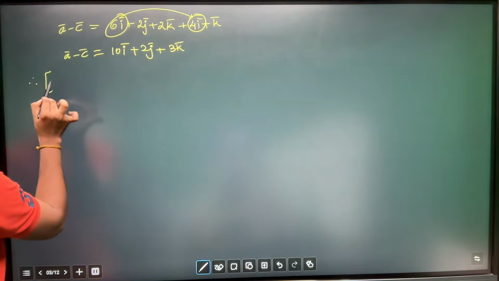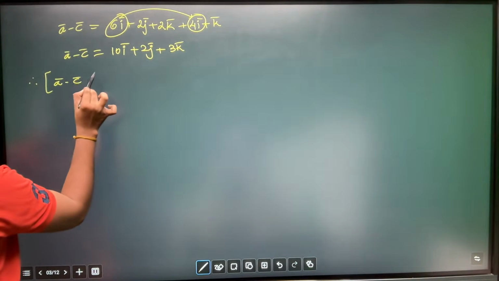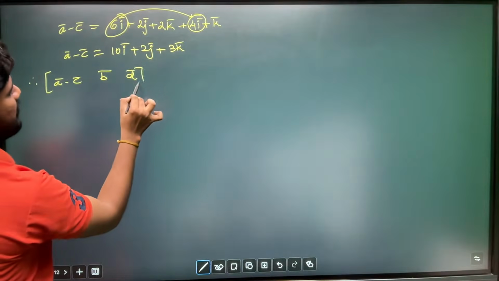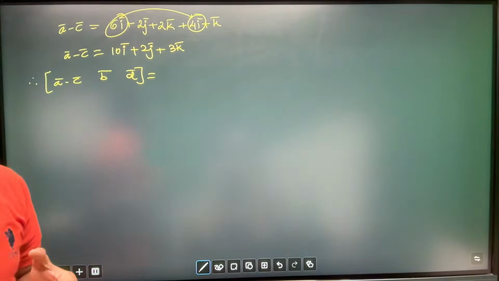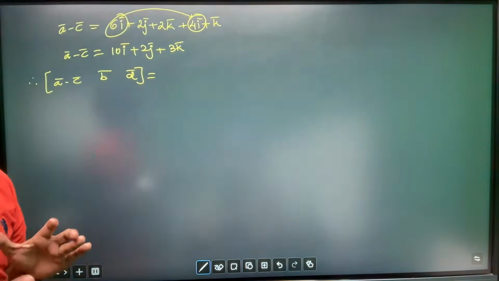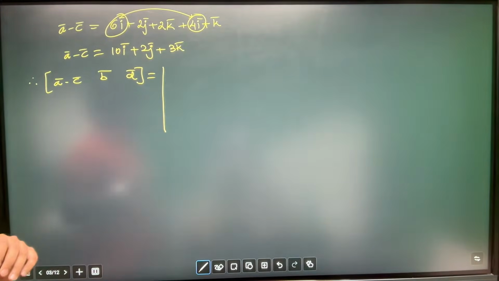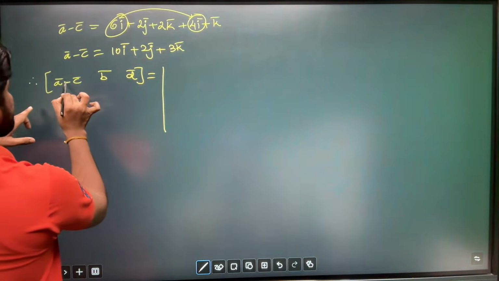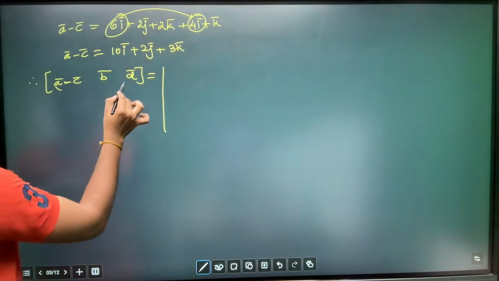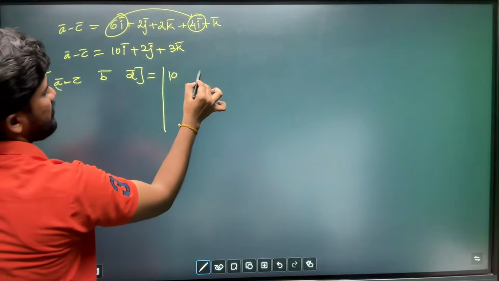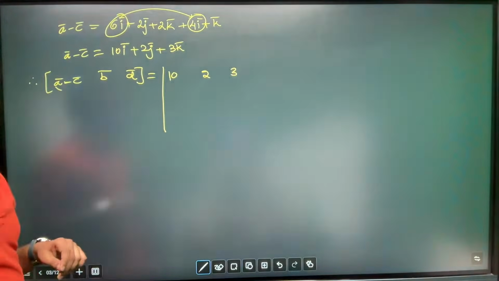Now ma take the box a bar minus c bar, b bar, d bar. What is the meaning of box ma? Box is nothing but determinant of these three vectors. Okay, ee three vectors ki det find cheyandi. Aa three vectors ki det find chese meeku em ostadi ma? First in place of the first vector, a bar minus c bar undi kabatti, first write components of 10, 2, 3. Clear ah?